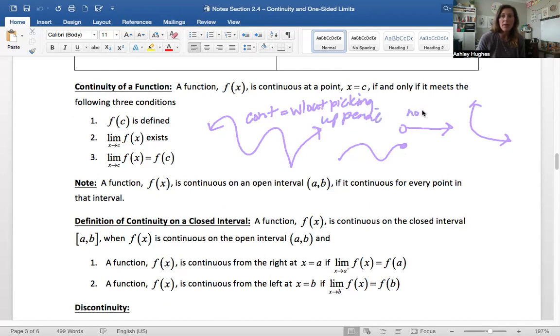Okay? A mathematical definition is this. You have to have these three things. You have to have a value of the function. There has to be a point. This one, there has to be a limit. And this last one is that the point and the limit actually have to match up with one another. So there has to be a value, there has to be a limit, and the limit and the value have to equal one another.